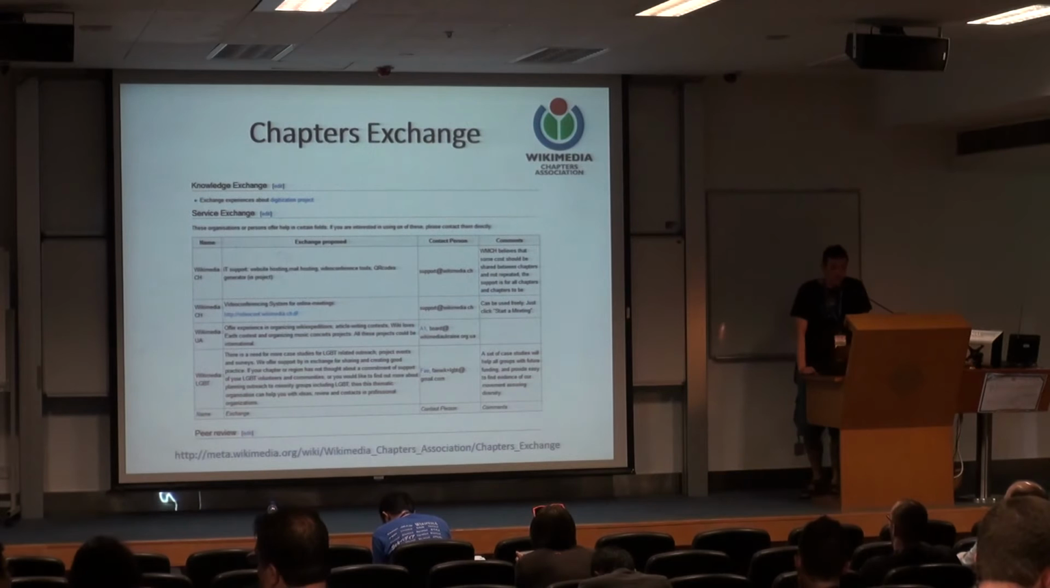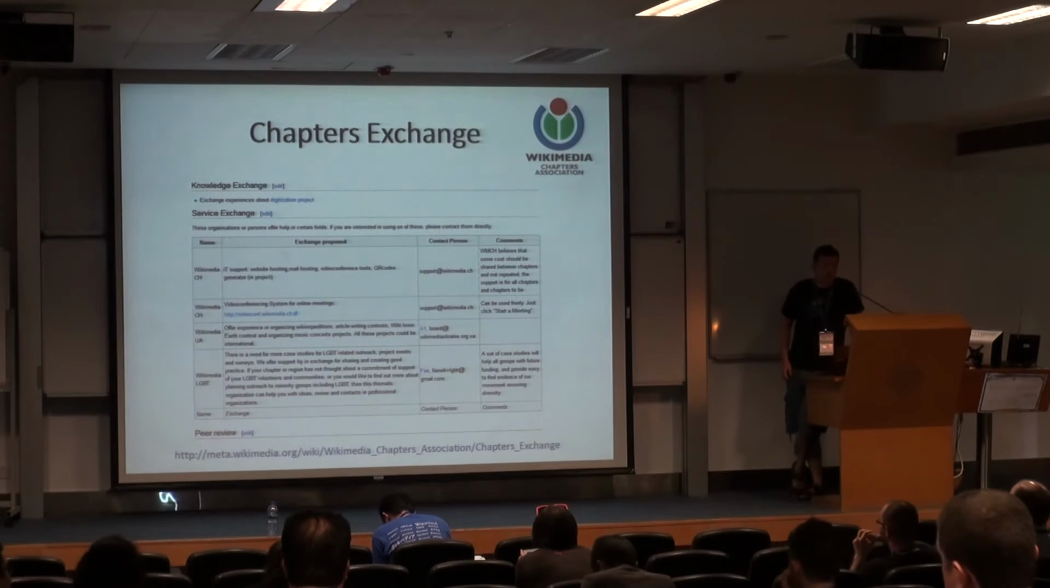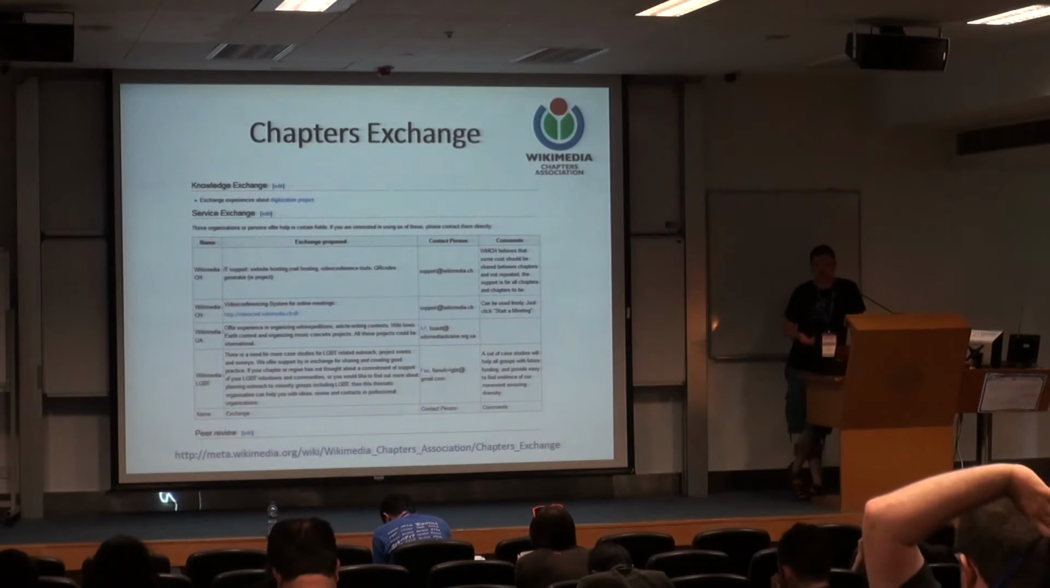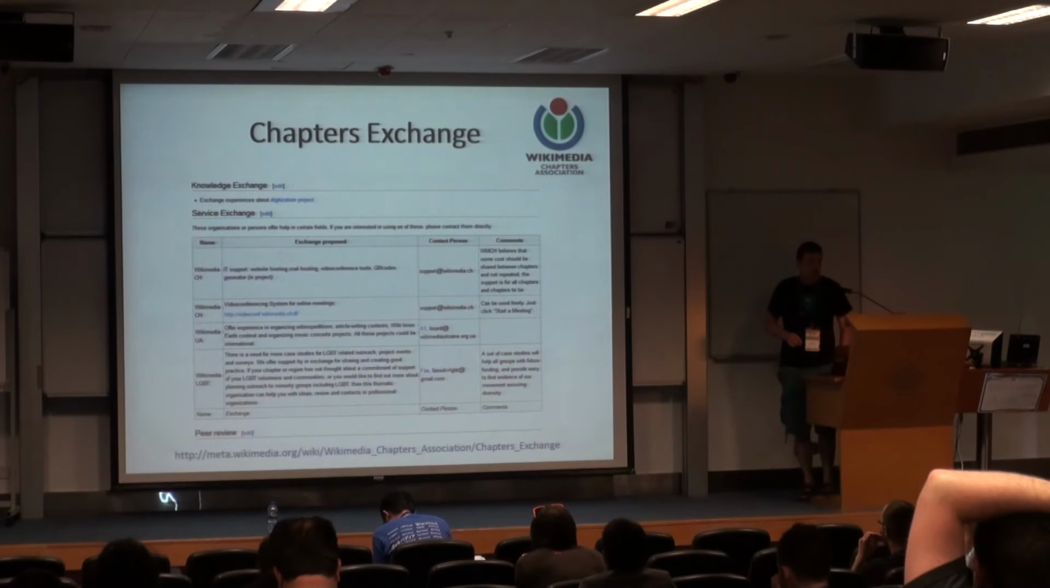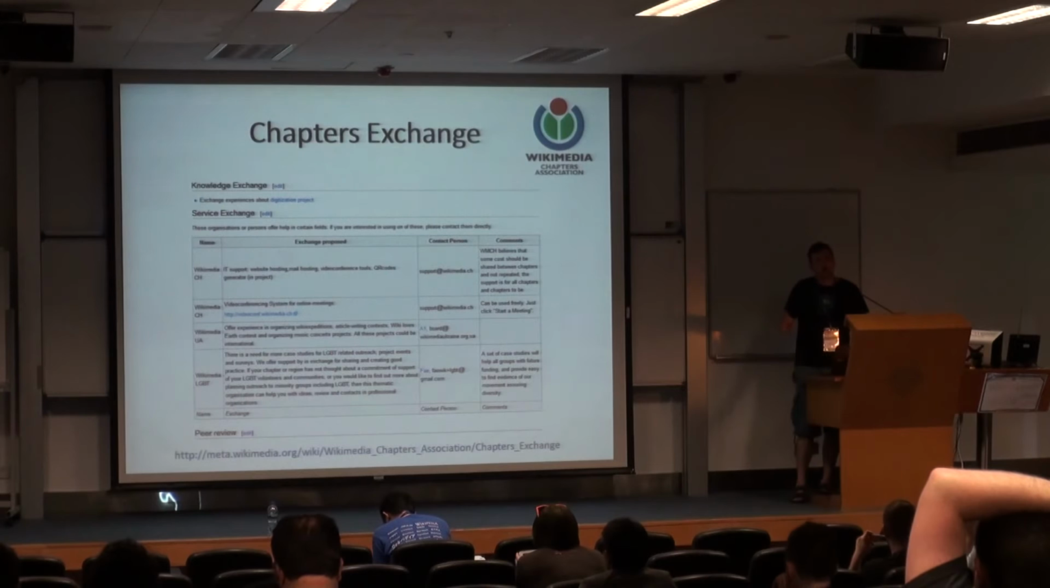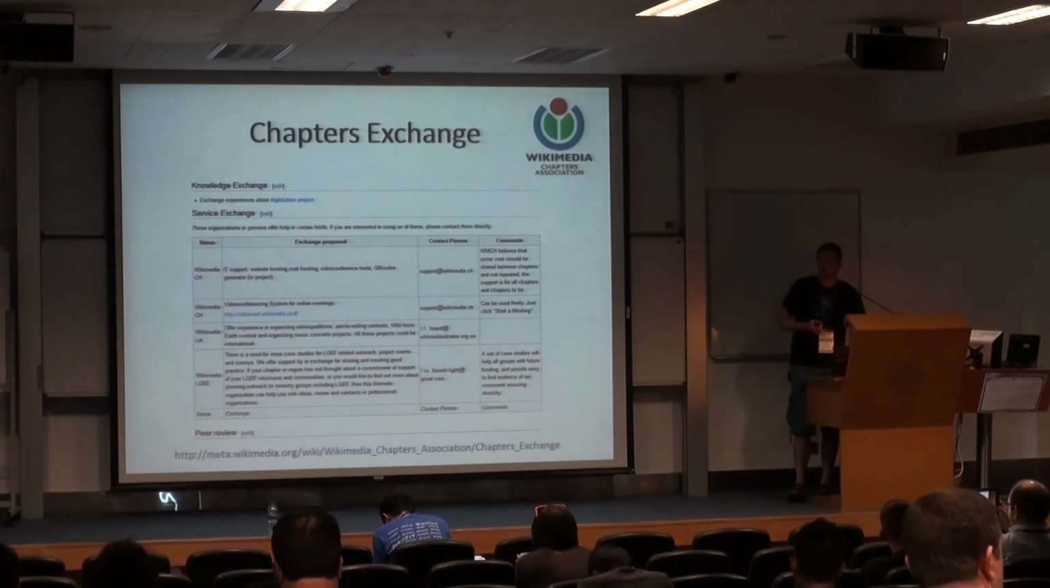Currently, we have three sections on the Chapters Exchange. One is knowledge exchange, basically sharing experiences. Then we have service exchange, that's some chapters offering something to other chapters or seeking some services. And on the very bottom of this page you can find a peer review section, because we feel that the idea of finding and seeking peer reviews is so important to the organization that we gave it a section of its own instead of just putting it under service.